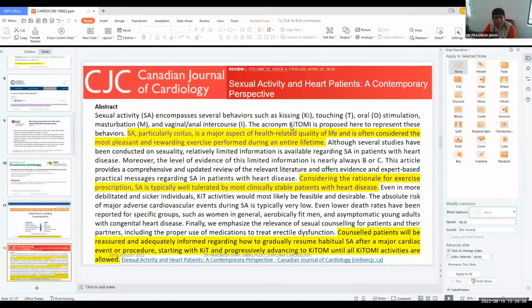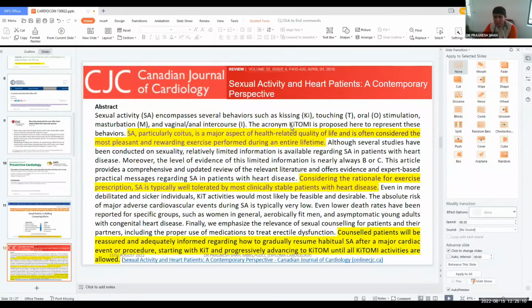In this article from the Canadian Journal of Cardiology, Sexual Activity in Heart Patients, they said that sexual activity, particularly coitus, may be a major aspect of health-related quality of life, and is often considered the most pleasant and rewarding exercise performed during the entire life. They also said that, considering the rationale for exercise prescription, sexual activity is typically well tolerated by most clinically stable patients with heart disease. And they advise following the KIT modules.